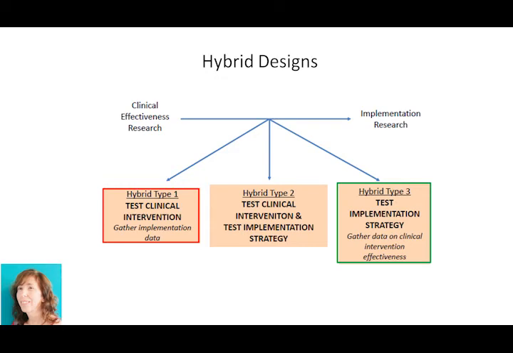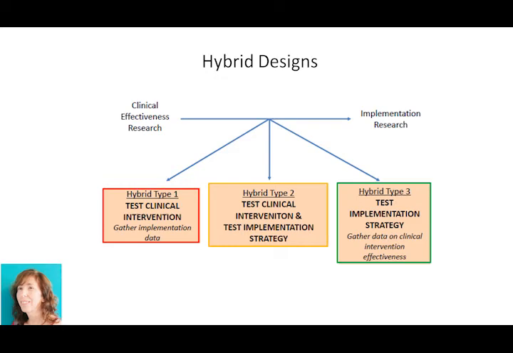Finally, we have hybrid type 2 designs, which are in the middle. A type 2 hybrid has a dual focus on effectiveness and implementation outcomes. Both are equally important. Both are at the same level of hierarchy in the design. That's why we have co-primary aims here, effectiveness and implementation.